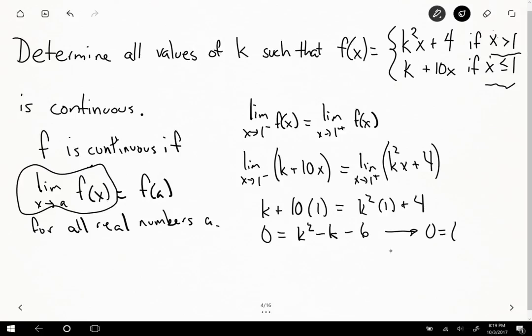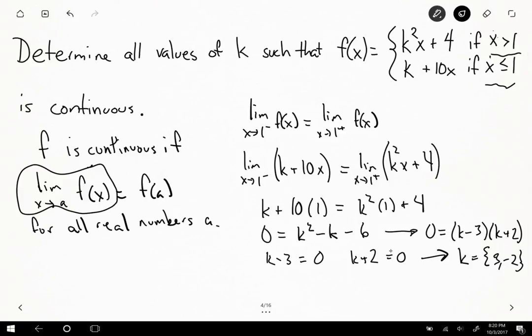So you get 0 equals k minus 3, k plus 2, right? And so what we get is k minus 3 equals 0, k plus 2 equals 0, which implies that k equals either 3 or negative 2.